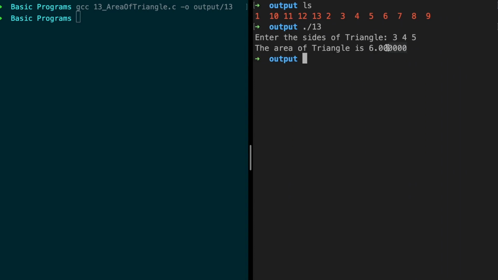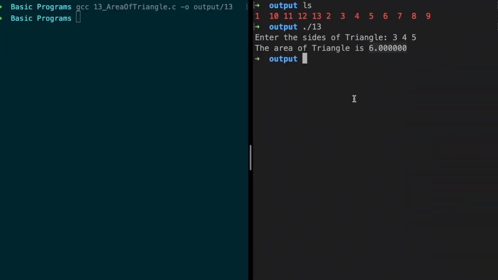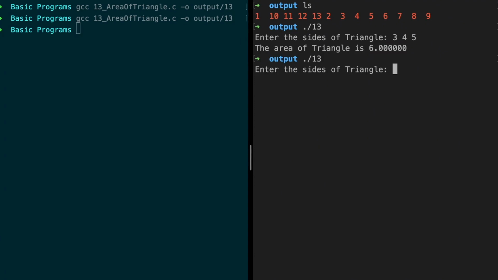But here you see that there are so many zeros coming. So if I want only 2 zeros, probably I'll do it as %0.2lf. When you use 0.2, it will go until only 2 decimals. So let's compile, then execute 3, 4, 5: 6.00. Great.